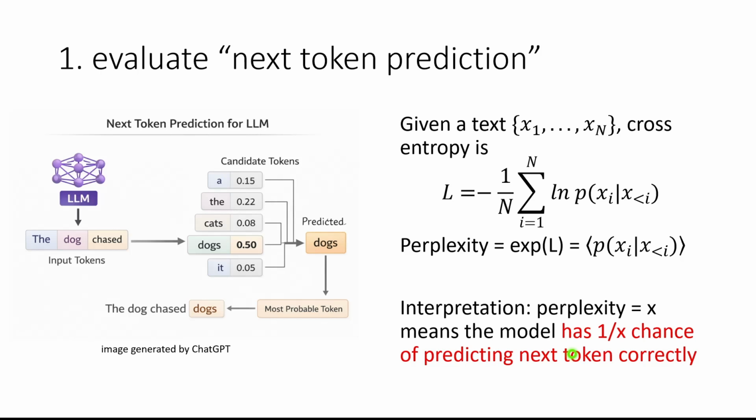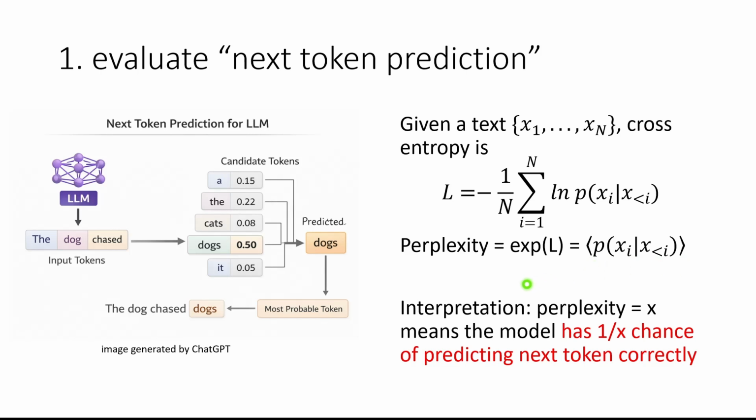For example, suppose we have a text x1 to xn, and the cross entropy can be defined as this. Each part is the probability of xi given the previous tokens, and we take the average of that. That will be the cross entropy. For evaluation, we usually use the perplexity, which is e to the power of the cross entropy, and which is basically the geometric average of the next token prediction probability.